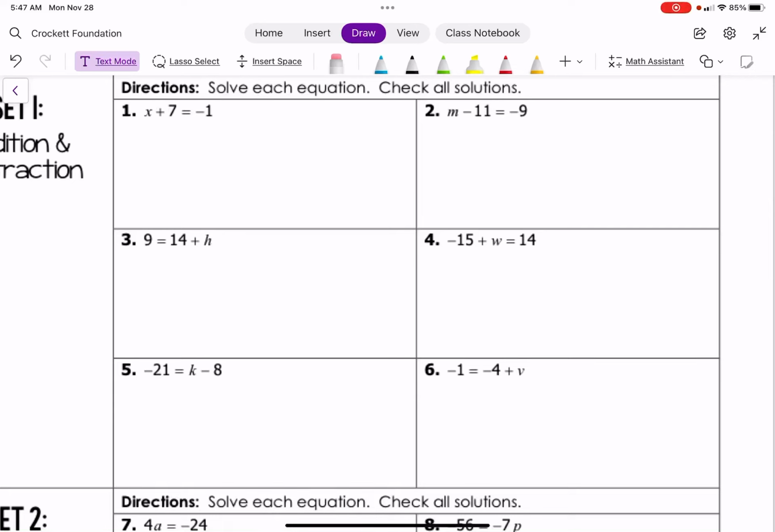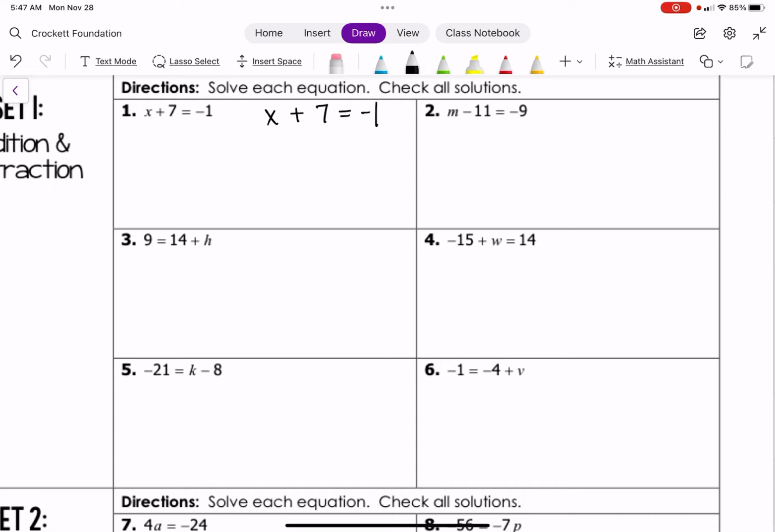All right, so for this video, we're going to talk about solving one-step equations. The first thing I'm going to do with each of these equations is go ahead and rewrite them. So for this first one, this is x plus 7 equals -1.